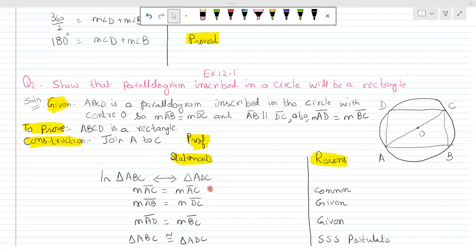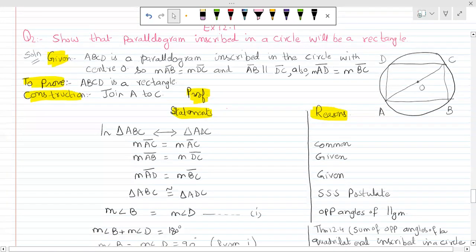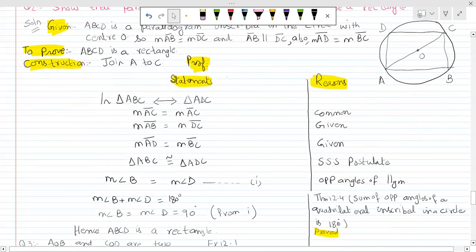As we can see, AC is common in both these triangles. AB is congruent to DC, which are the given congruent sides. Similarly, AD is congruent to BC, which are the given congruent sides. So by collecting all these facts, we can see that the triangles are congruent because of the side postulate. And as the triangles are congruent, we can draw certain results.